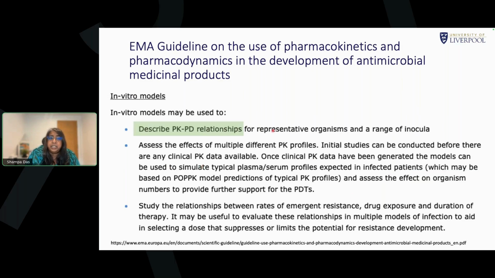It mentions here that you need to have representative organisms and a range of inocula. You can use these models to look at the effects of different types of PK profiles, which I'll talk about shortly, but also to study the relationships between rates of emergent resistance, drug exposure, and the duration of therapy.